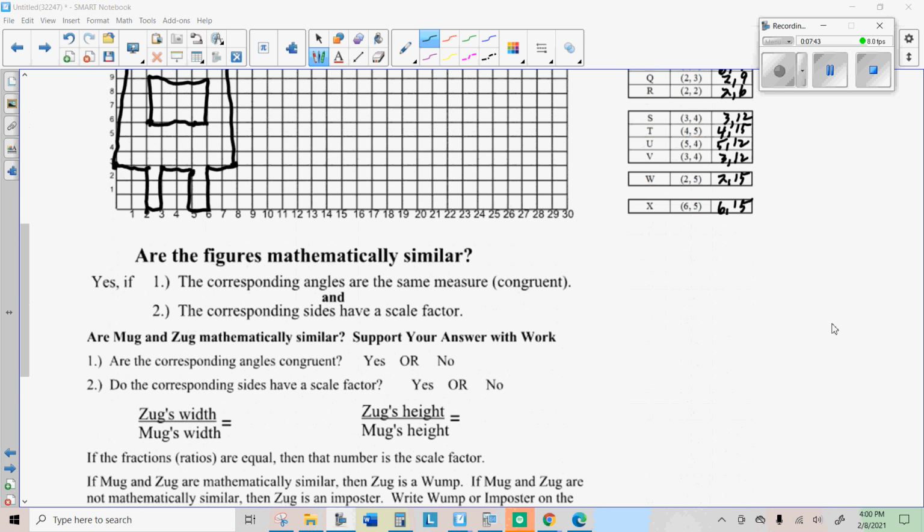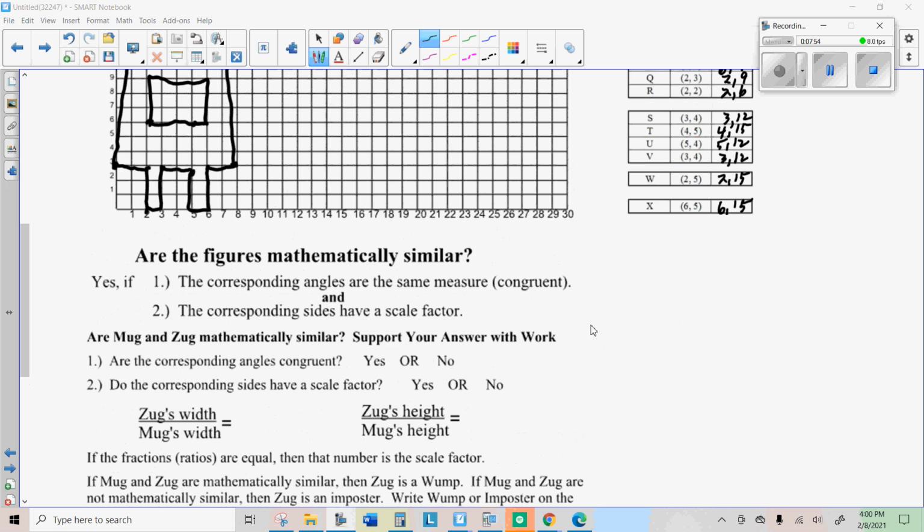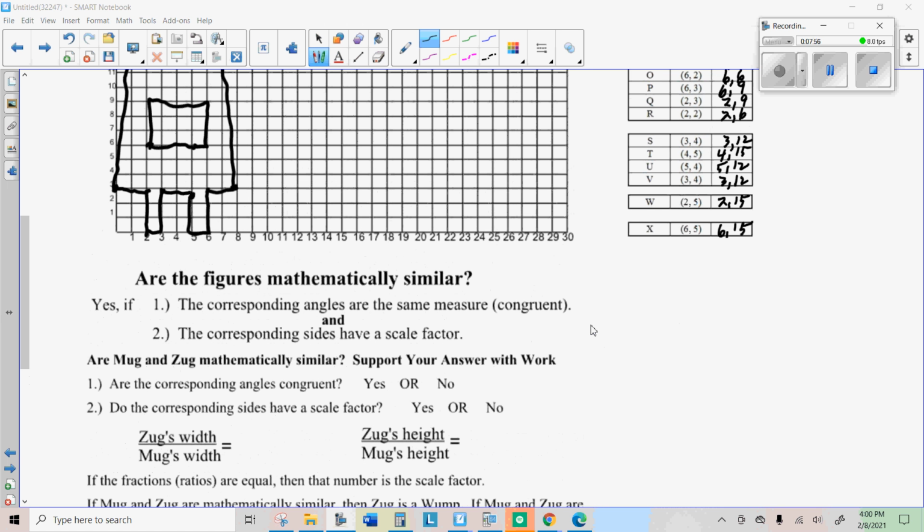All right, now we're going to answer some questions. Are the figures mathematically similar? Yes, if the corresponding angles are the same measure, congruent, and corresponding sides have a scale factor. So go back and look at your pictures of Mug and Zug and see if they are mathematically similar. Okay, so make a guess. Do it in pencil in case you get it wrong.